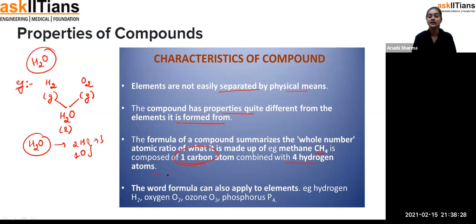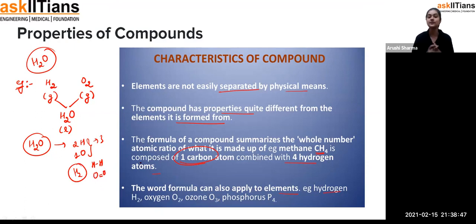Okay. The word formula can also apply to elements. Examples: hydrogen, oxygen, ozone, and phosphorus. We have given these names to these elements. Hydrogen also attaches with another hydrogen, oxygen attaches with another oxygen, and phosphorus has four phosphorus atoms combined together.